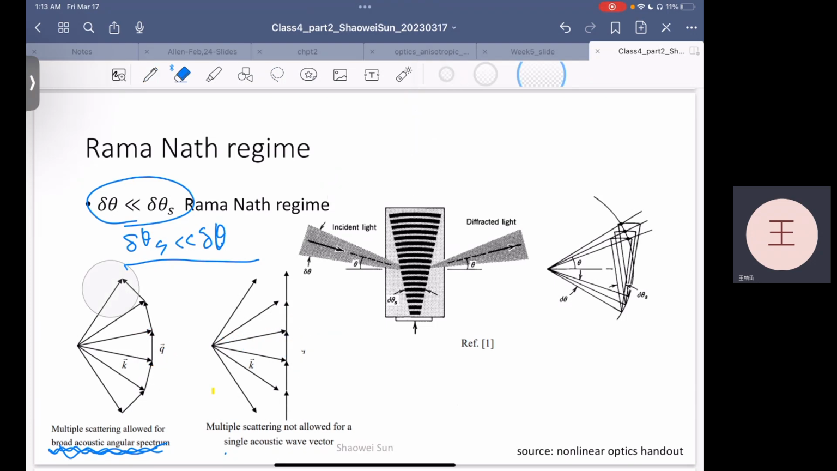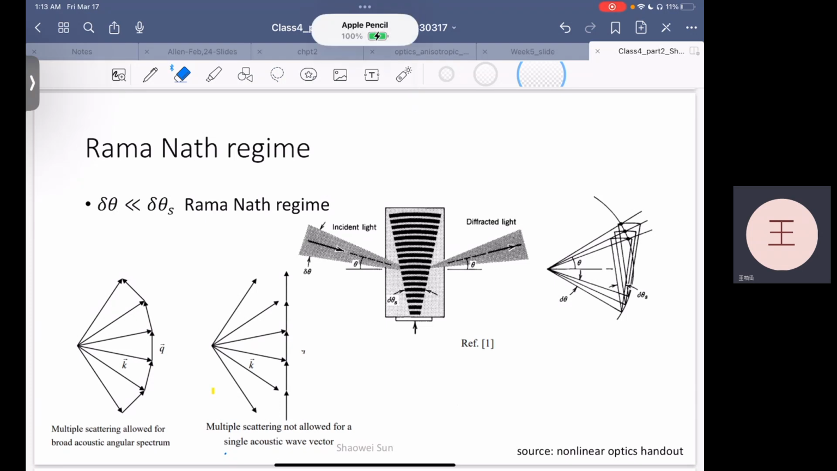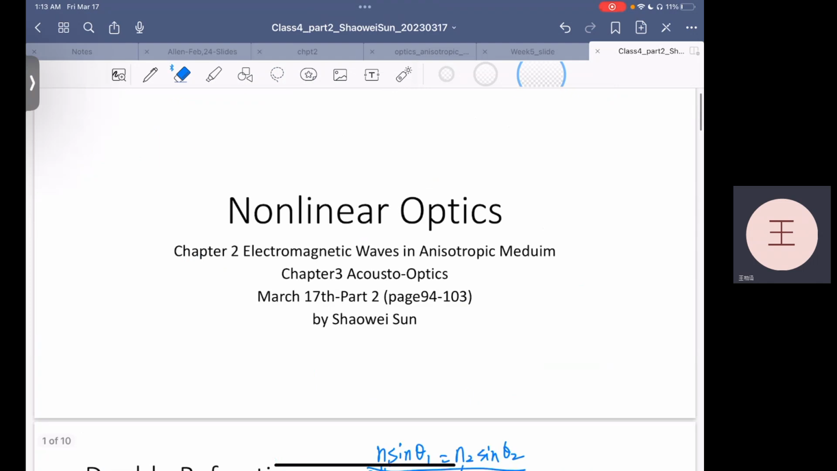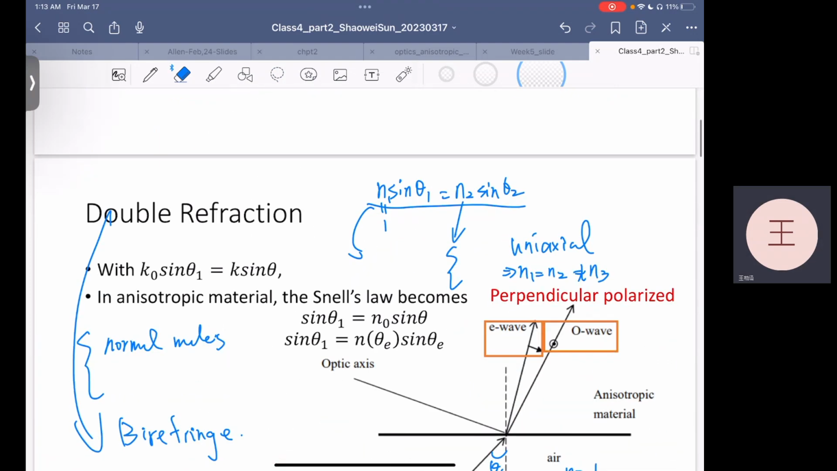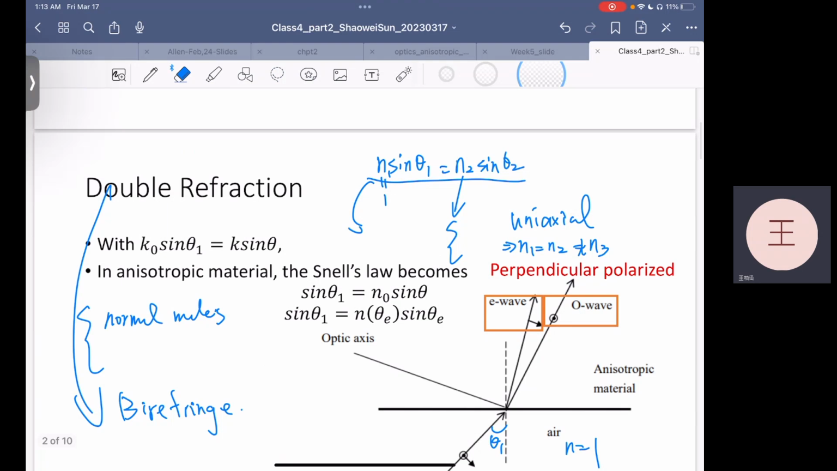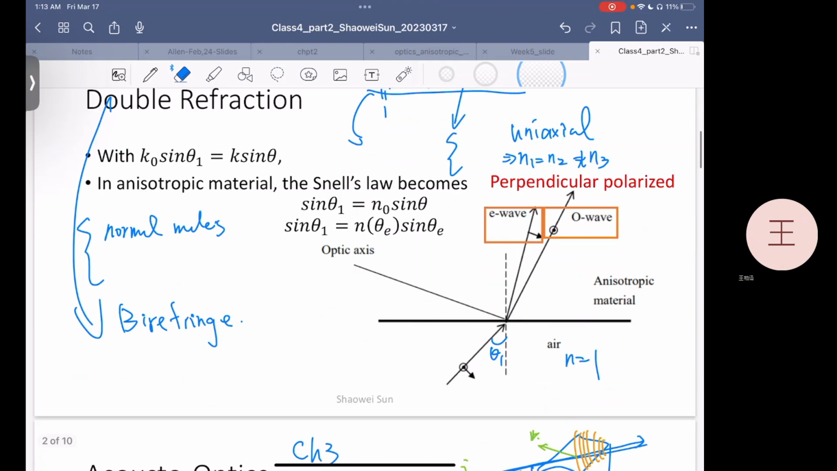And okay, so now I would like to briefly sum up. So for chapter 2, it's all about the K-surface. What is the K-surface? The K-surface is about, given a temporal mode omega, you may draw all the possible spatial modes K on the surface, where a given propagation direction will lead to two different normal modes. And it may be used in double refraction. The example we use here is the uniaxial.